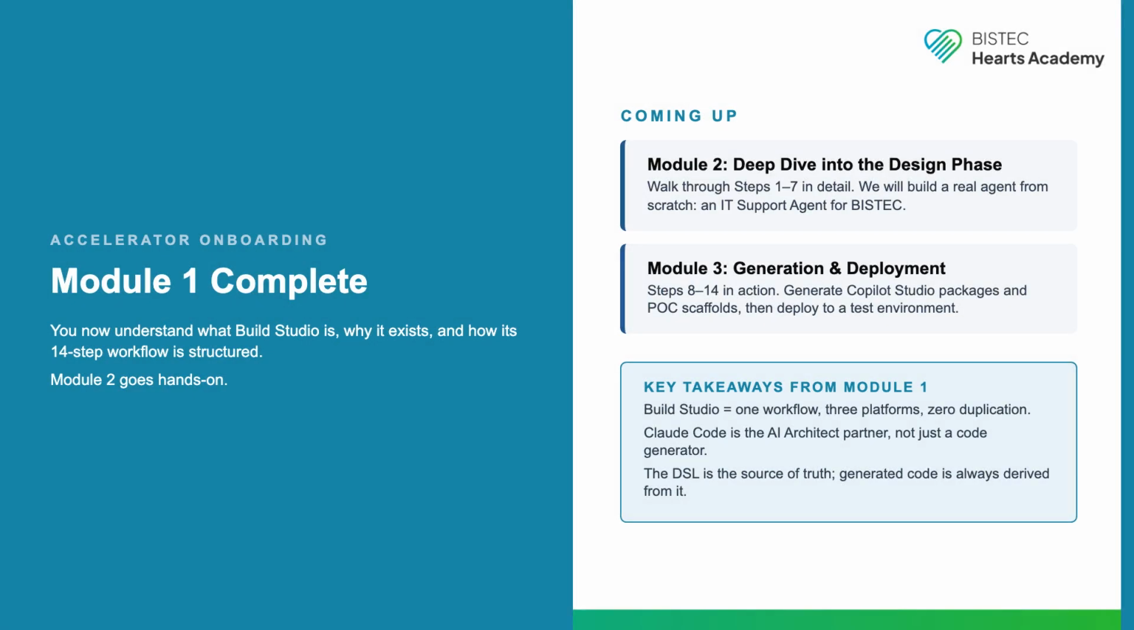That's Module 1 complete. You now have the mental model. Build Studio is a 14-step workflow in 2 phases: design then generate, powered by Claude Code acting as your AI architect partner. It produces a Git-tracked DSL that drives deployable artifacts across 3 platforms with 0 duplication of effort.